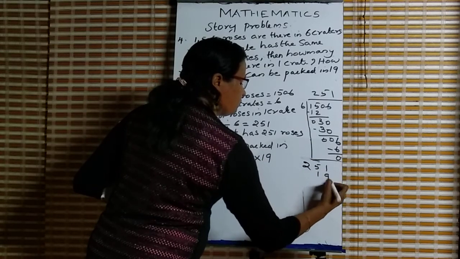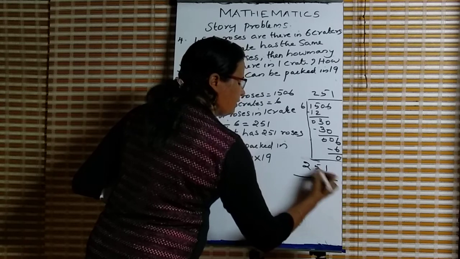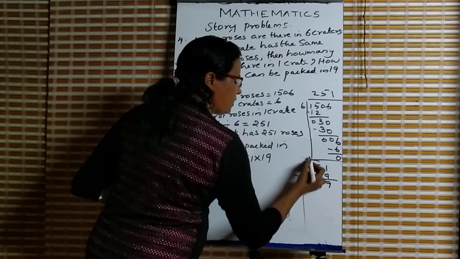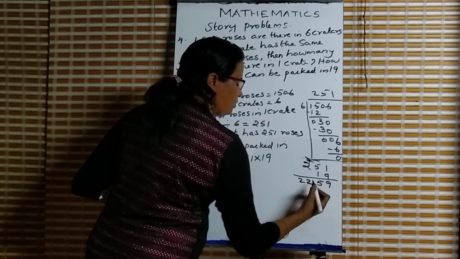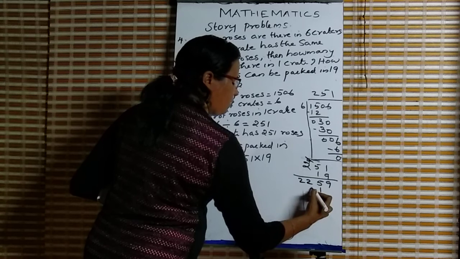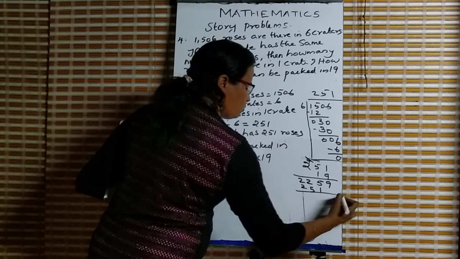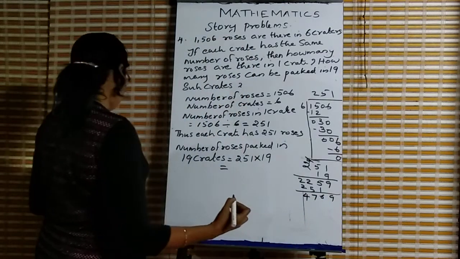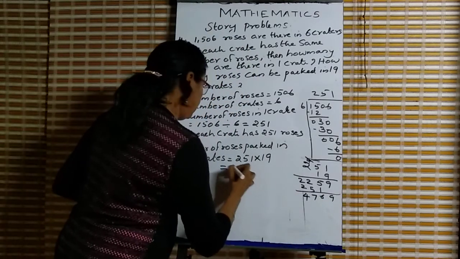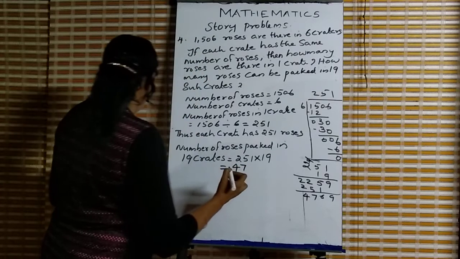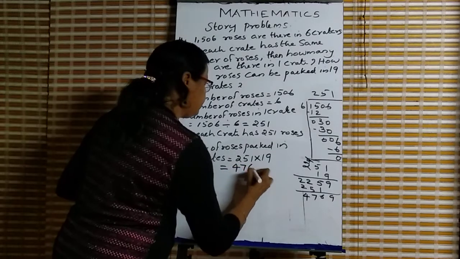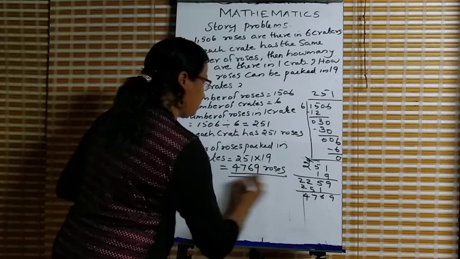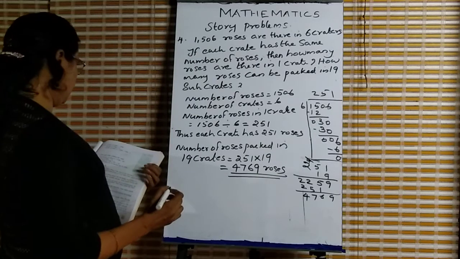251 into 19. 9 1s are 9. 9 5s are 45. 5 balance 4. 9 2s are 18. 18 plus 4, 22. Then 1 1. 1 into 5, 5. 1 into 2, 2. 9, 6, 7, 4. So 4769 roses.